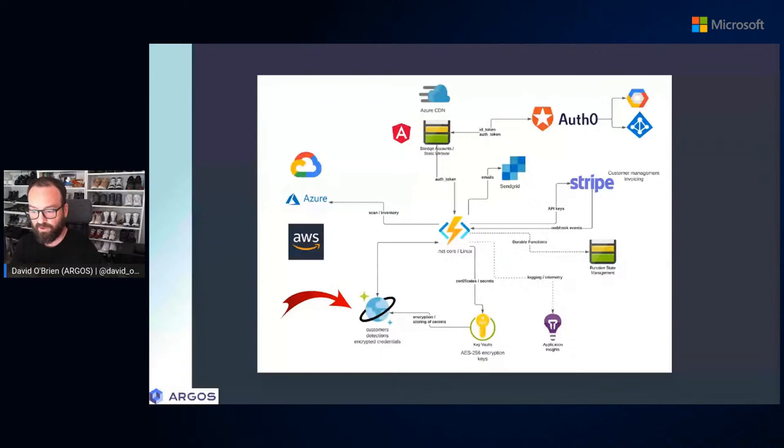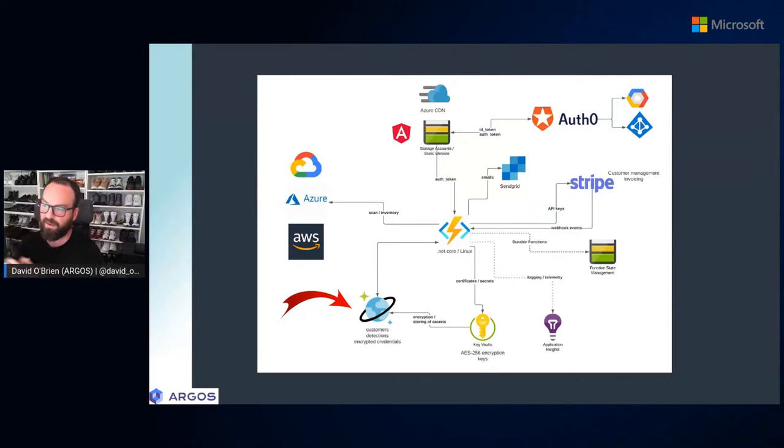Our database, as I mentioned, CosmosDB, that's where we store our customer information, all the things we detected in customer environments. We encrypt all our sensitive information in these databases. And we use Key Vault to hold our encryption keys and to store sensitive information like certificates, other secrets. We use Application Insights, lower right, for logging, telemetry, observability, all of these abilities.